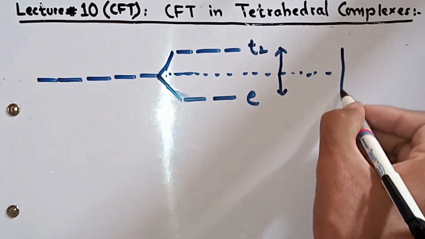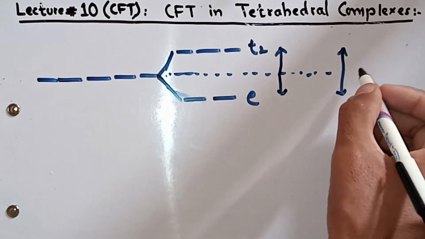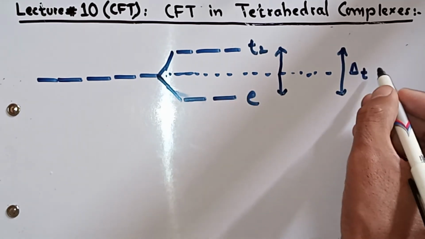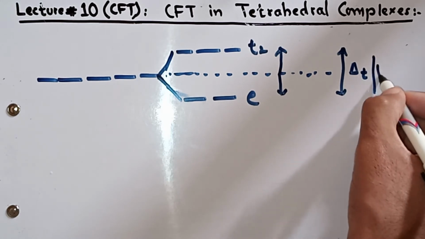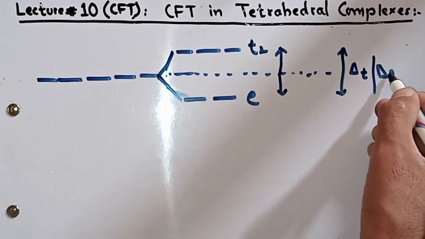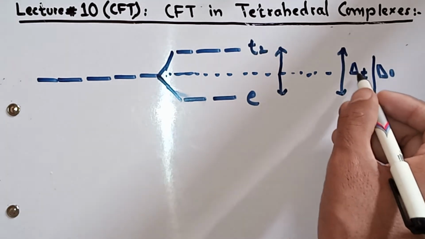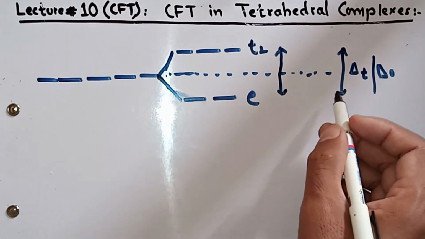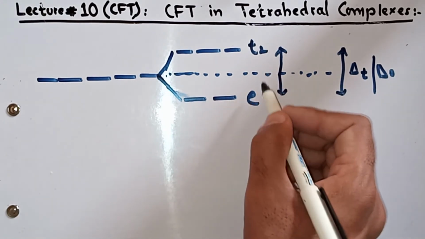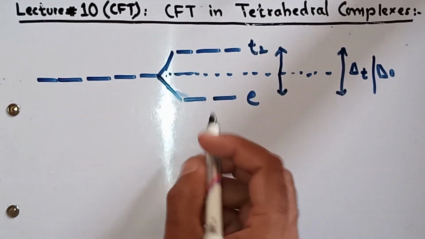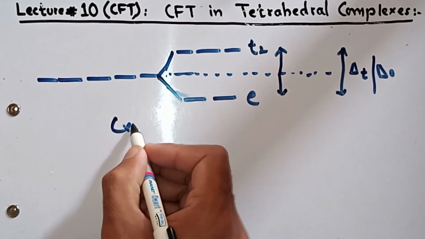The total energy decrease and increase is called delta T in a tetrahedral complex, while in octahedral complexes it will be called delta naught. O is used for octahedral complexes, while T is used for tetrahedral complexes. So the crystal field splitting will be called delta T in case of tetrahedral complex.